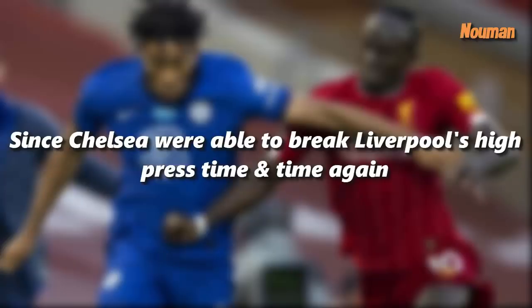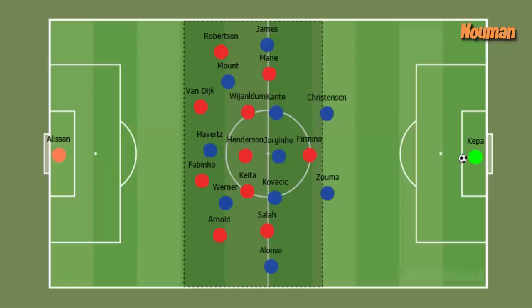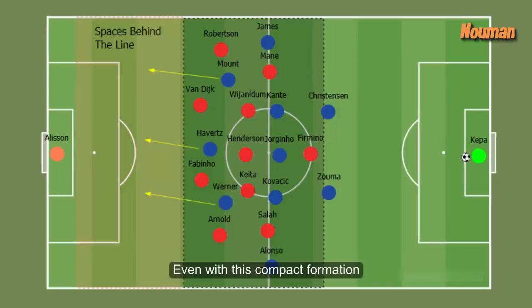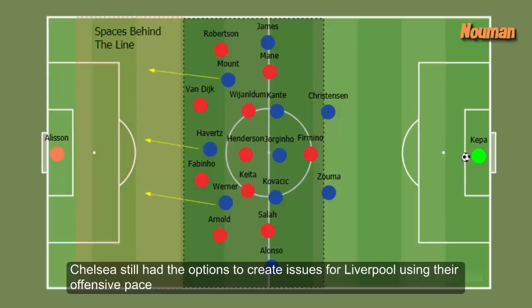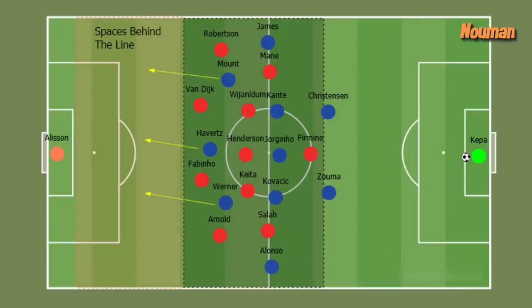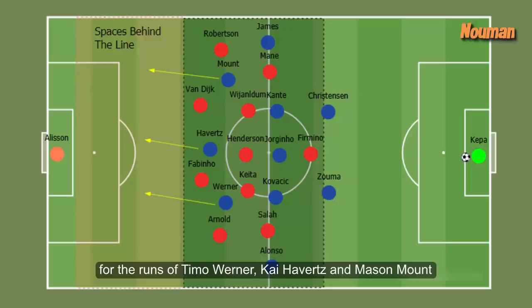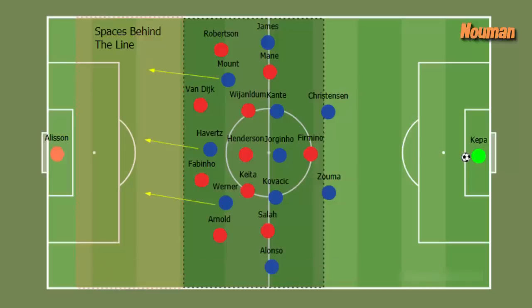Since Chelsea were able to break Liverpool's high press time and time again, as the game progressed, Liverpool decided to settle in a very compact mid-block of 4-5-1. This way Liverpool made the playing area very narrow and there were no spaces for Chelsea to play the ball in between the lines. Even with this compact formation, Chelsea still had the options to create issues for Liverpool using their offensive pace. But now the centre-backs were the ones who had the job of playing well-timed passes behind the line for the likes of Timo Werner, Kai Havertz and Mason Mount.